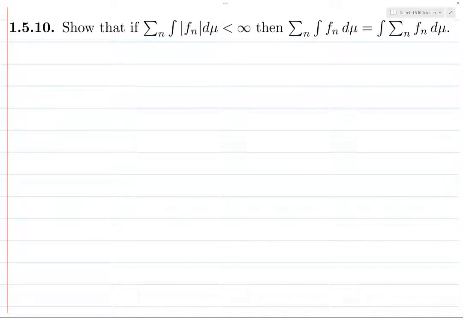Alright, still at a hotel. It's pretty noisy, so we're just going to fight through it because this is a pretty short exercise. Essentially all we need to do is figure out a way to apply exercise 1.5.6 and we're good.